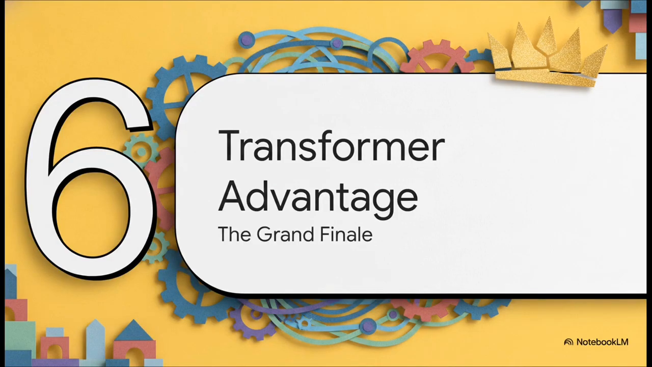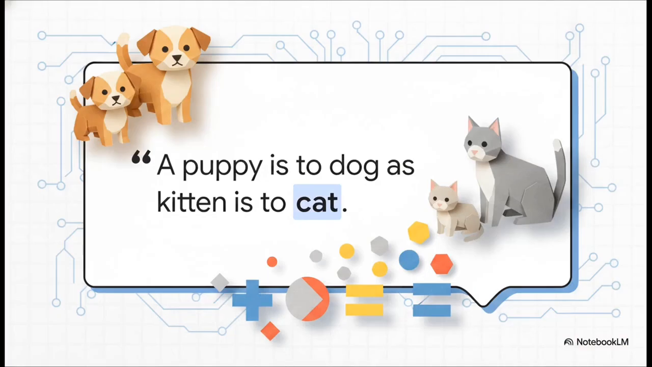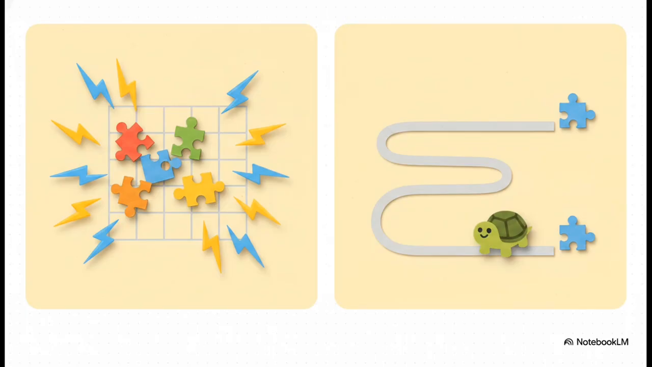Section 6. The Transformer Advantage. So, based on that highest probability calculated by the decoder, the model outputs its final prediction. It generates the next word and gives us, a puppy is to dog as kitten is to cat. The machine has successfully completed our input sentence, arriving at the exact same conclusion a human brain would. But it did it entirely through tokenized vectors and probability math. How cool is that?